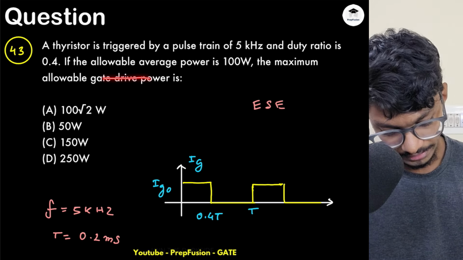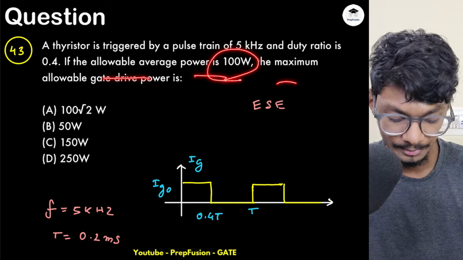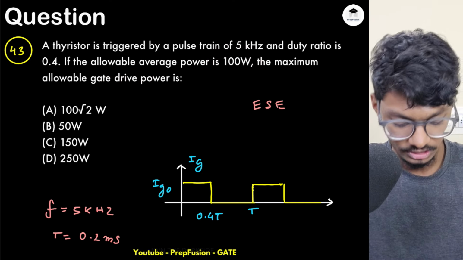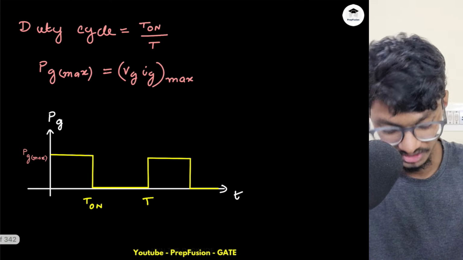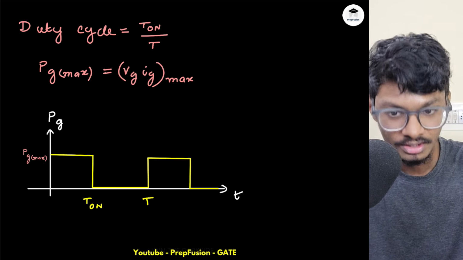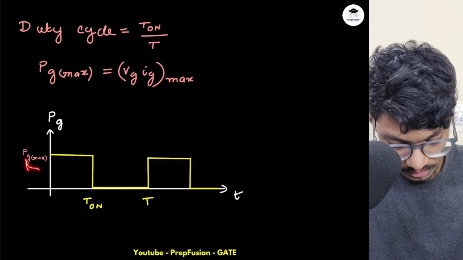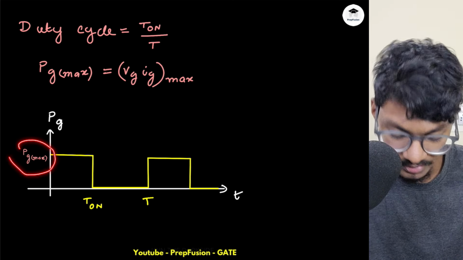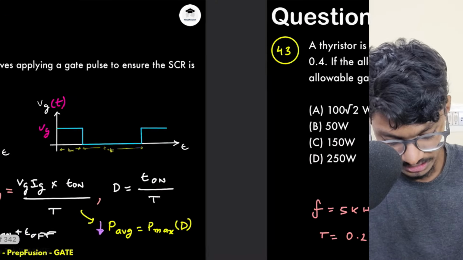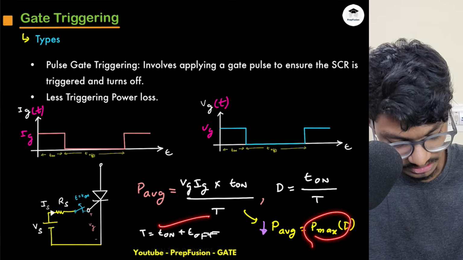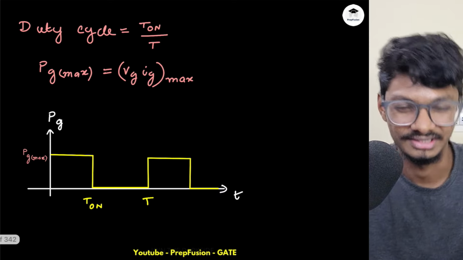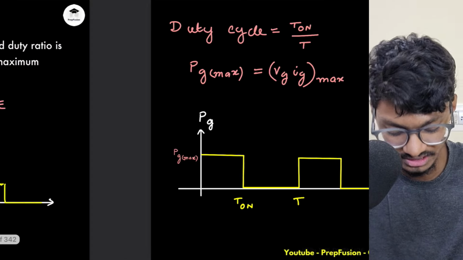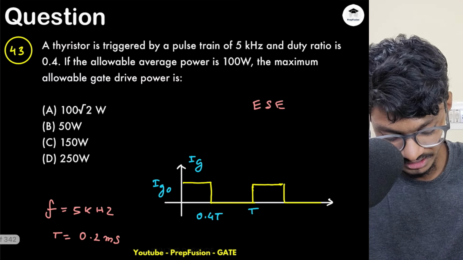So if the allowable average power is 100 watts, the maximum allowable gate power is? So what is the maximum allowable gate power? This was already drawn over here. So PG max, right? Here, the maximum allowable gate power will be PG max. This has been derived here as well. It is PG max into D. These are all theoretical questions, mostly from ESE, so these weird questions won't come in the GATE examination.